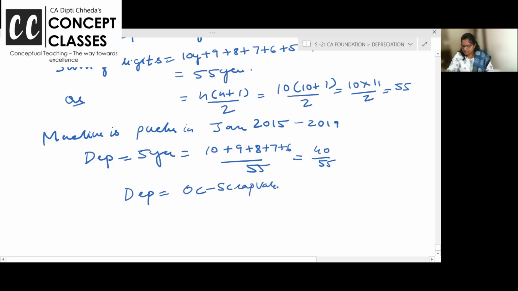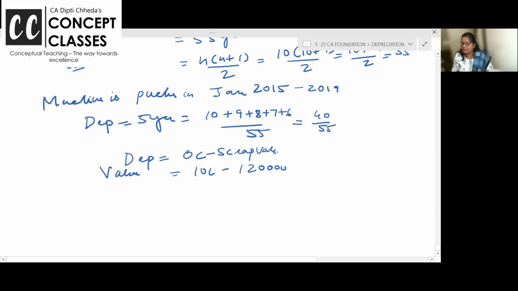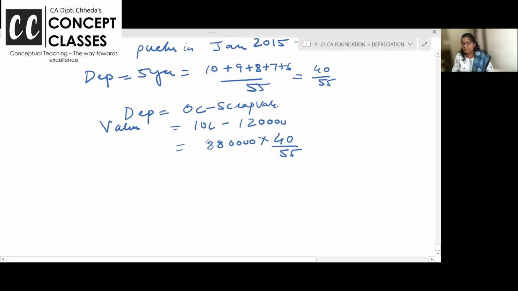Yes, this is what you have to charge. Depreciable value I have calculated. So original cost of the machine is 10 lakhs and scrap value is 120. So 8,80,000 is the value which you have to depreciate, into 40 divided by 55.